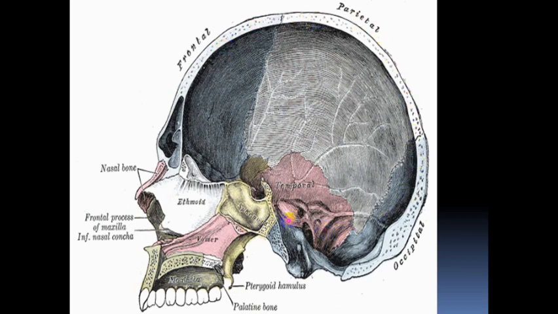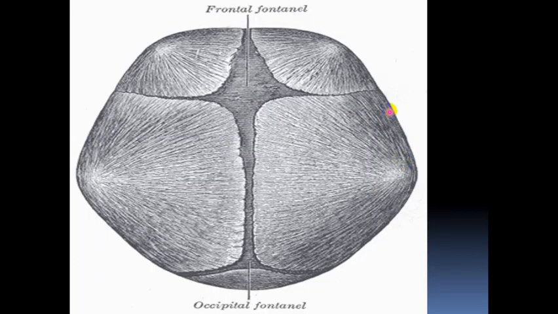Usually, the bones of the base of the skull and the bones of the face are firmly attached to each other, while the bones of the roof of the skull are attached by a non-ossified membrane, and this membrane is known as the suture.